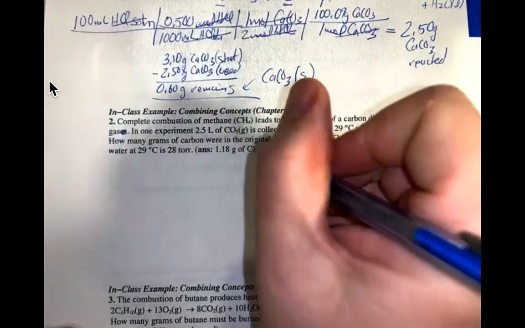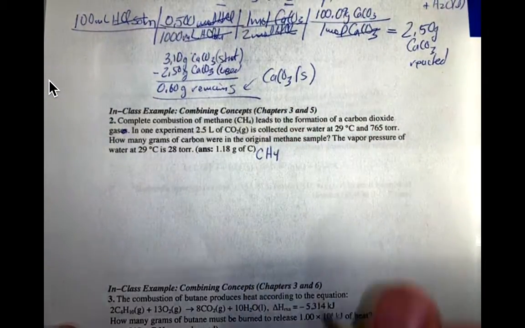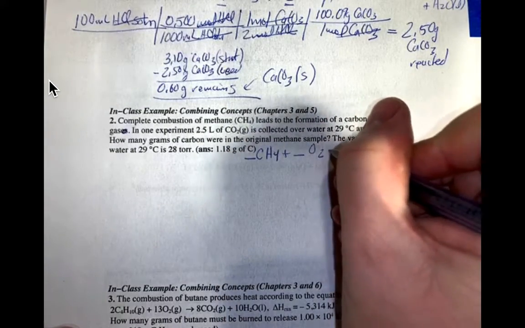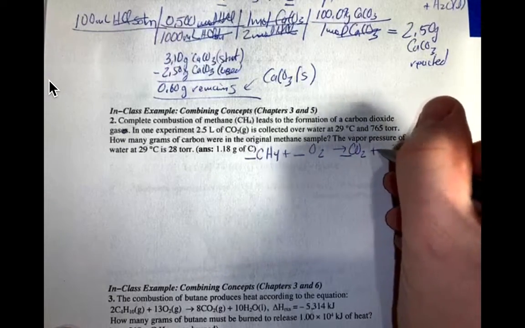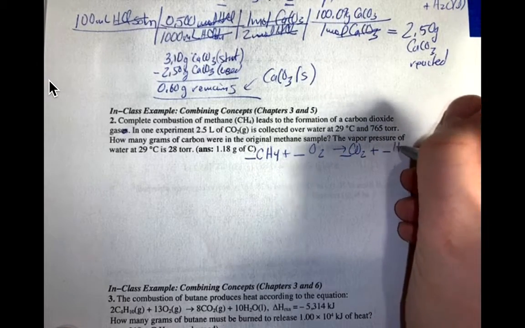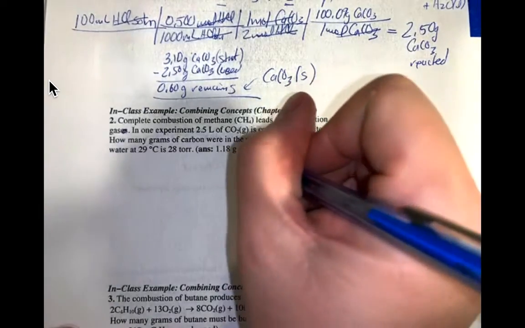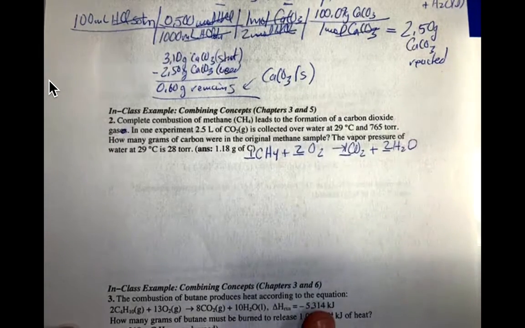So again, to do anything with stoichiometry, we need a balanced chemical equation. So combustion: CH4 plus O2 gives us CO2 plus water. And to properly balance this, the coefficients are 1, 2, 1, 2.